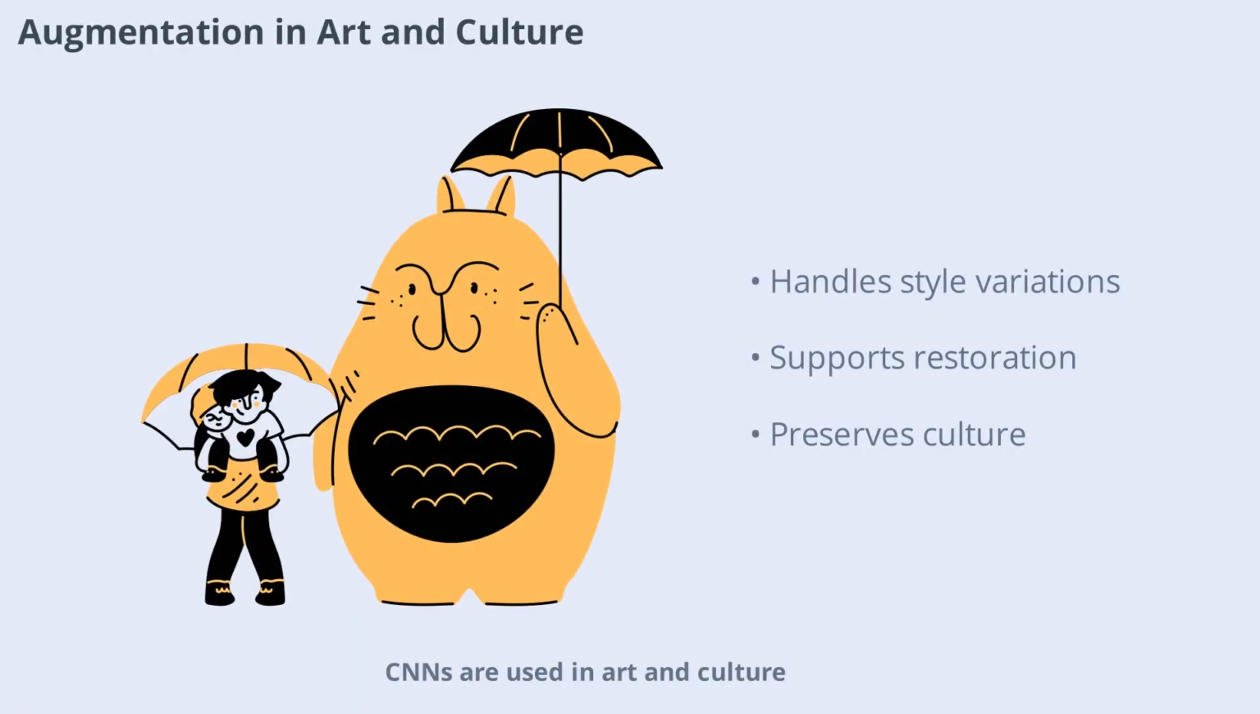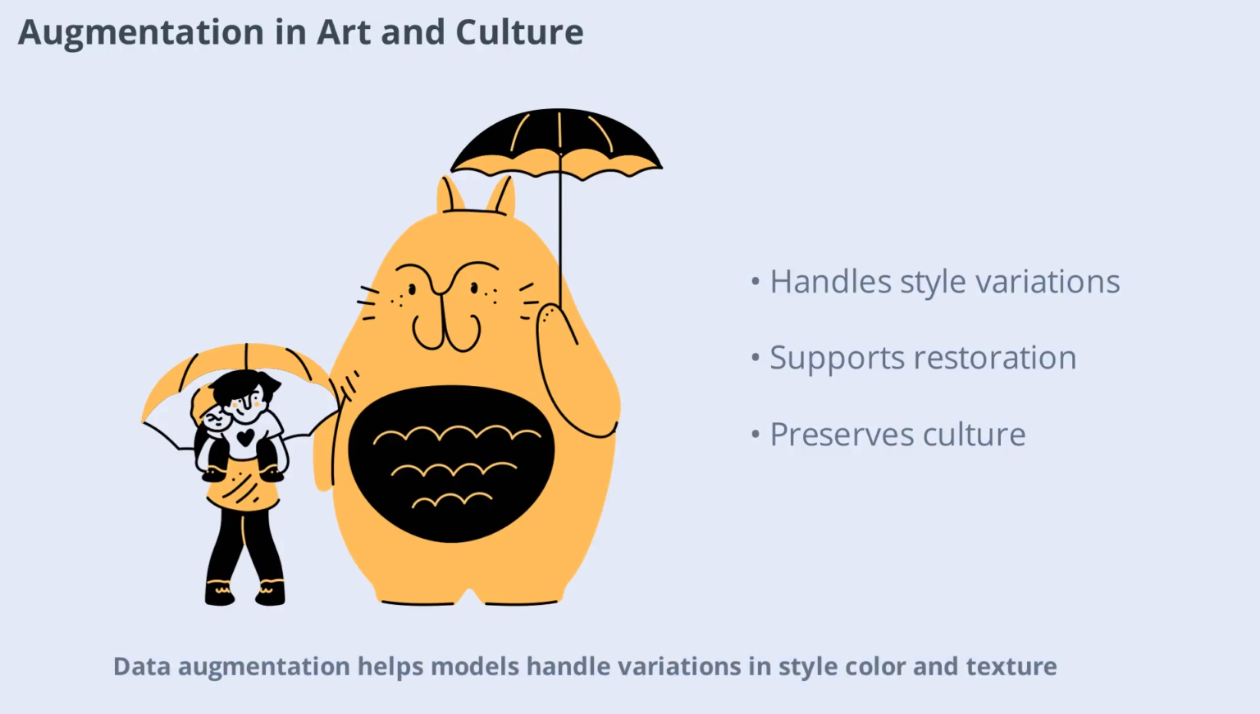CNNs are used in art and culture for tasks like artwork classification and restoration. Data augmentation helps models handle variations in style, color, and texture, ensuring accurate analysis and restoration of artworks. This supports cultural preservation and enhances our understanding of artistic trends.